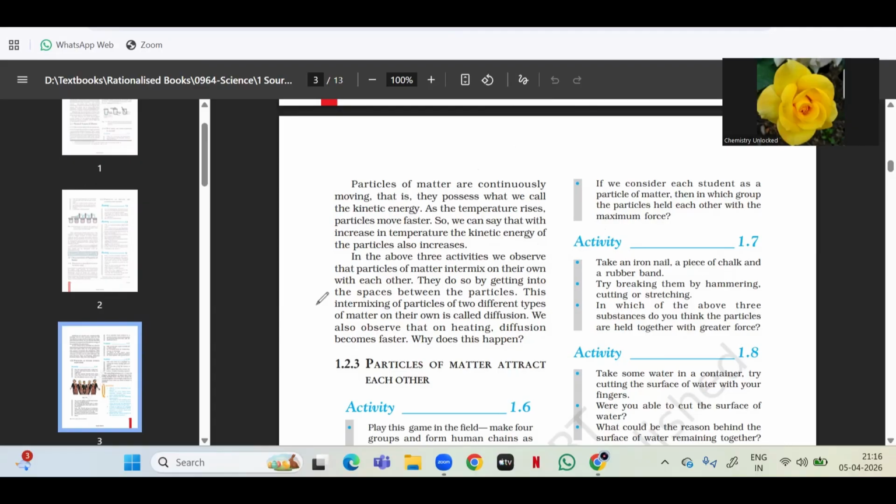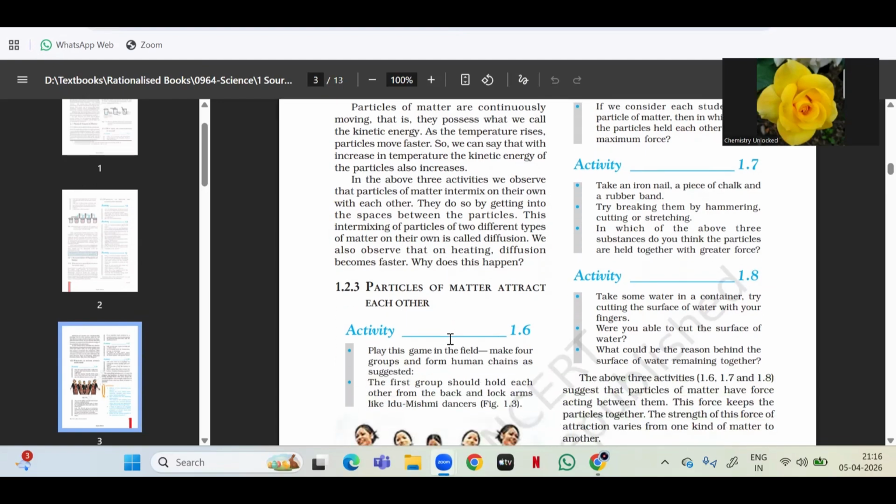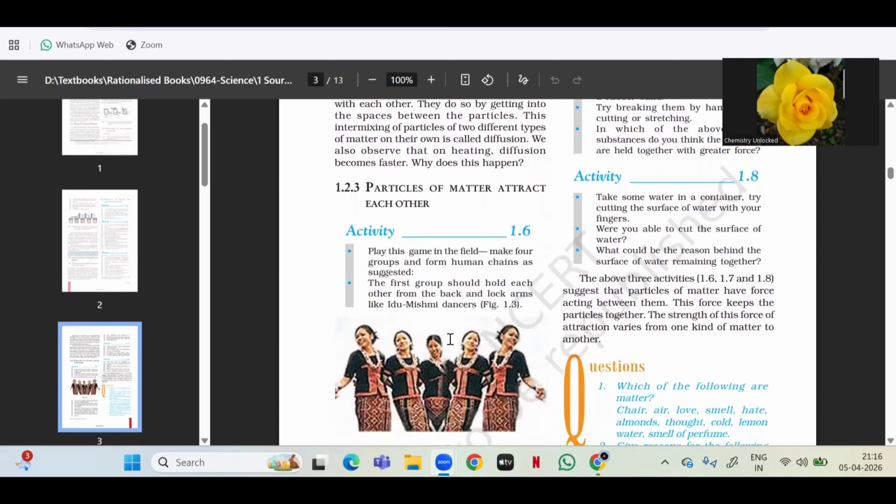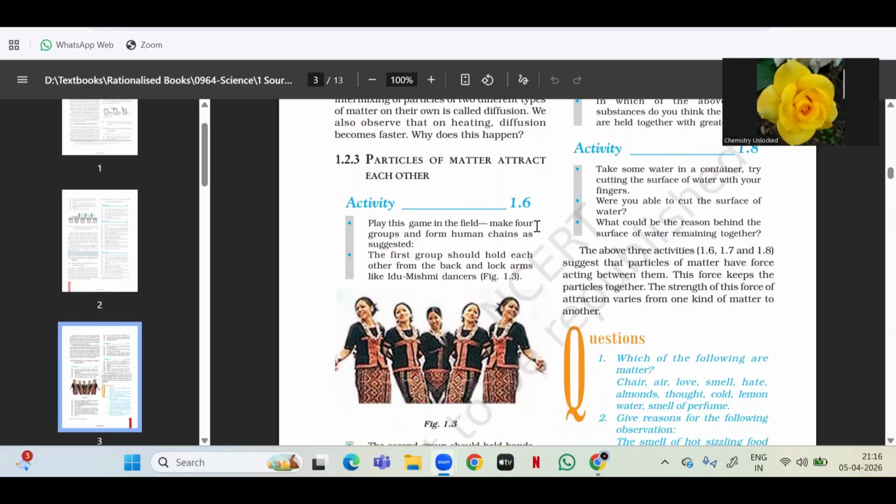Now let us go to the next activity. Now let's see what is the heading of this activity. Particles of matter attract each other. Now this is activity 1.6. It's a very common activity which teachers love to do in the class when they want to demonstrate the attraction between solids, liquids, and gases.